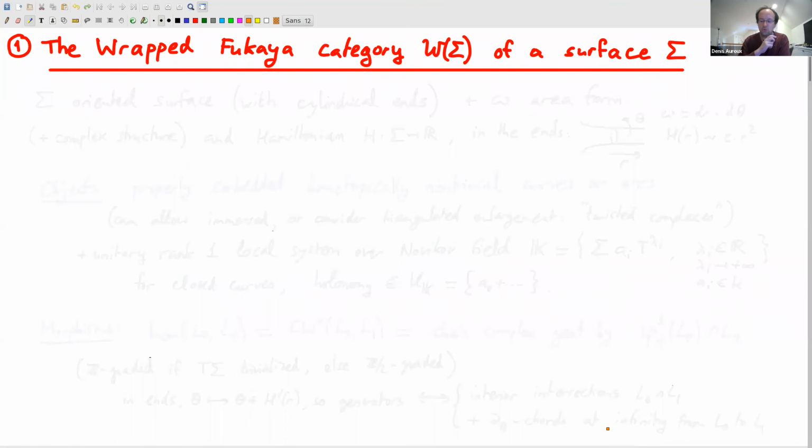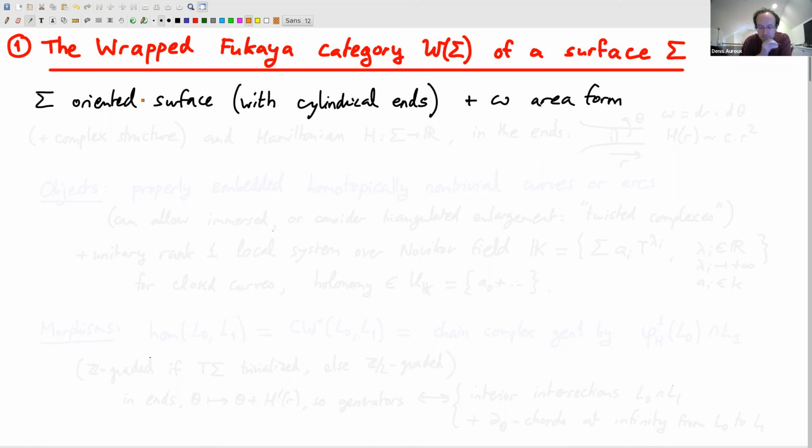Okay, so let me dig right in. This is going to be a talk about homological mirror symmetry for surfaces or curves, depending on whether you count real or complex dimensions. And so I'm going to start right away by telling you about the wrapped Fukaya category of a surface.